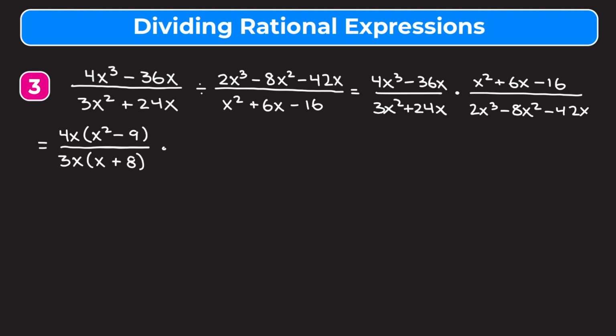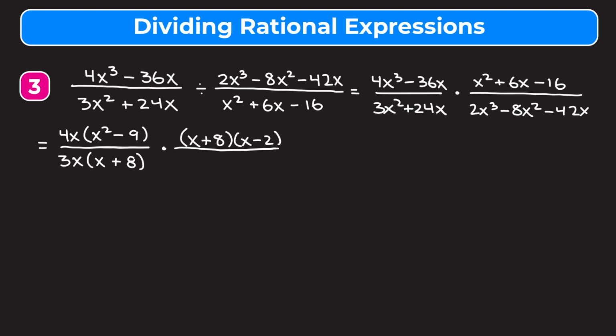And now we want to factor the second fraction. So on the top, we have x squared plus 6x minus 16. So take a second and think about what we can factor that into. We need two numbers that multiply to negative 16 and add to positive 6. And if you think about it, we should get positive 8 and negative 2. So we get x plus 8 times x minus 2.